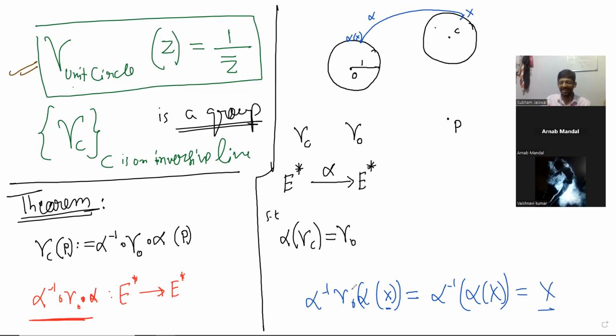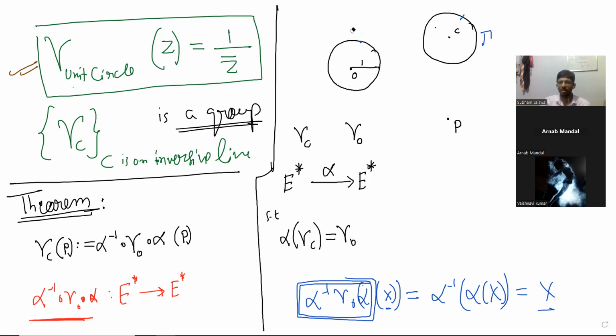So you see, this function fixes points on the circle, points on this circle, on this circle. Correct? Just draw the pictures clearly from the start.